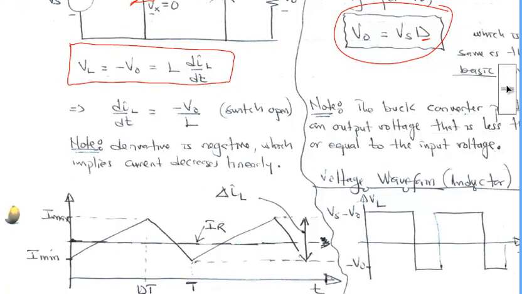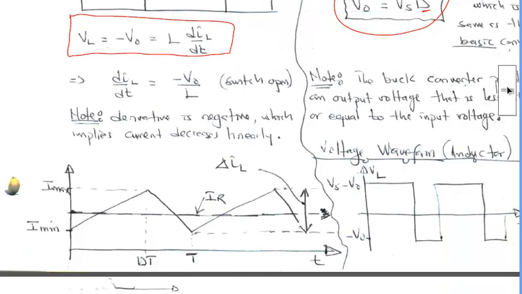Let's take a very quick look at this equation, which we've also made a comment on already. This is telling us that the output voltage for a buck converter is always going to be less than the input voltage. Since D cannot be greater than 1, our duty ratio is always the on time over the period, right? And the on time cannot be greater than the period. So our duty ratio is always less than 1. Therefore, our output voltage is always going to be less than our input voltage for a buck converter.